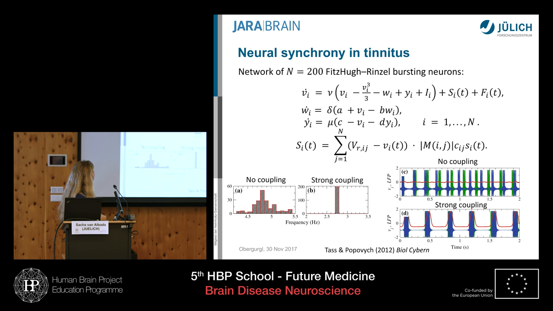And when you have strong coupling between the neurons, then they synchronize and they all start to fire at the same frequency. And that's illustrated here, just for two neurons. This red trace is the sum of the synaptic inputs in the whole network, and they take it to be a proxy for the local field potential, the LFP.